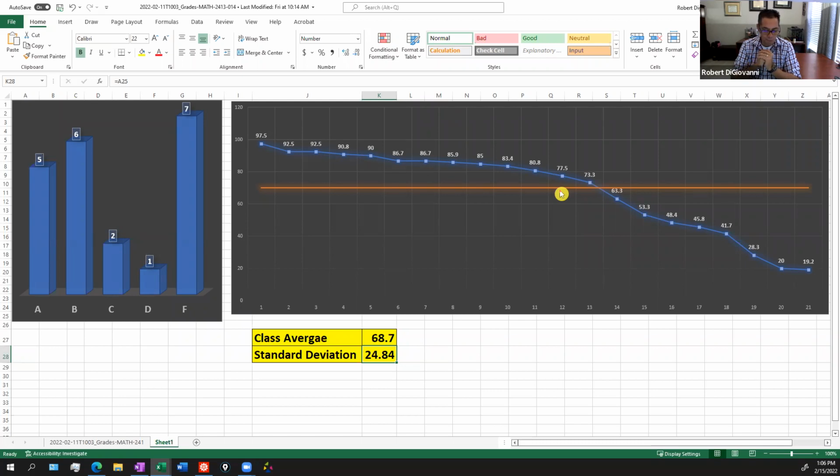As far as, is this normal? I would say yes. This is pretty much what I see in a Cal 1 class on the first test. So we're par for the course here. Any questions on the exam?